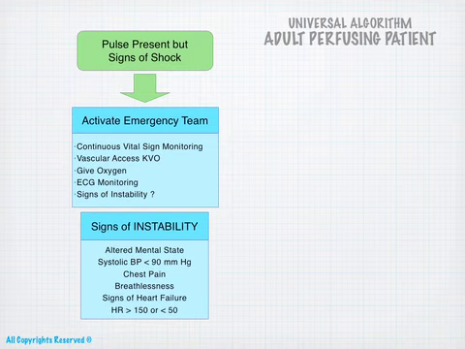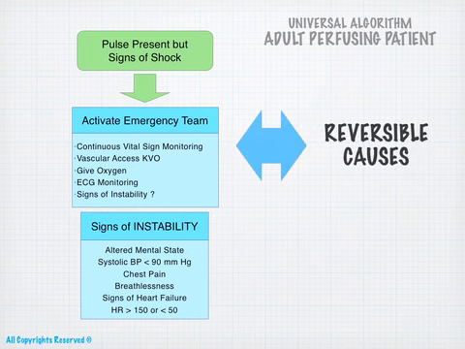This is the list. Altered mental state. If the systolic blood pressure is low, below 90, if the patient has chest pain or breathlessness, if the patient has signs of heart failure, or if the patient is excessively tachycardic, more than 150, or excessively bradycardic, less than 50. These are signs of instability and require you to initiate activation and therapy as soon as possible. Once this is done, the whole team goes and looks for reversible causes, and when we can identify the reversible causes, we can treat them.